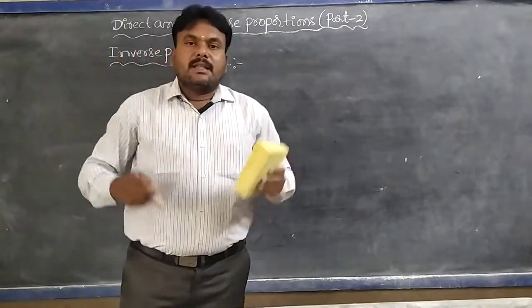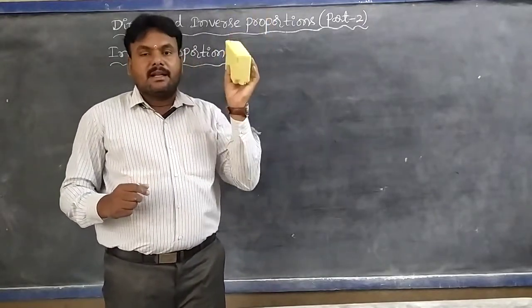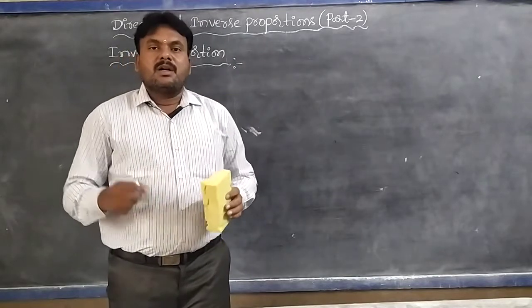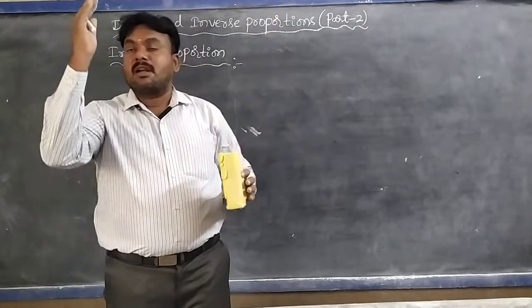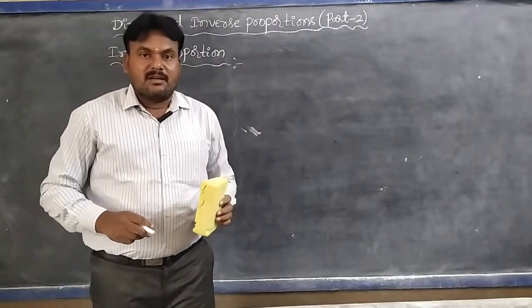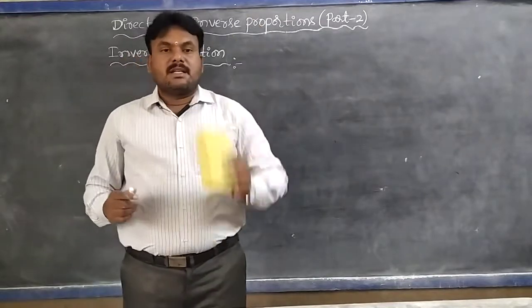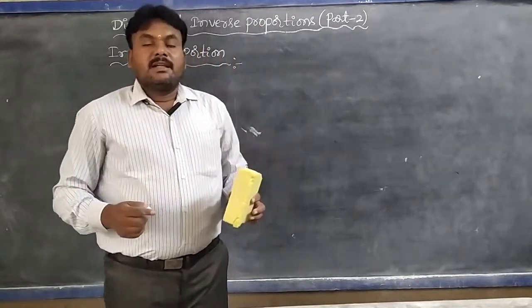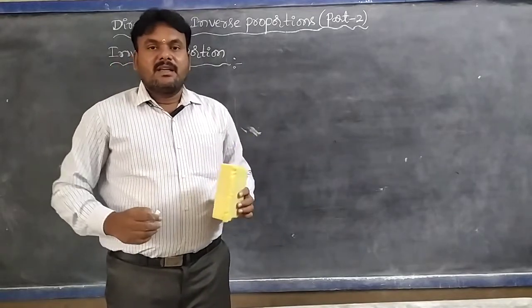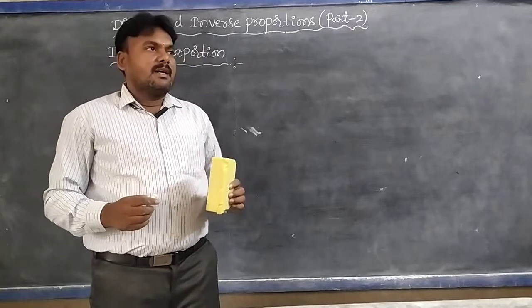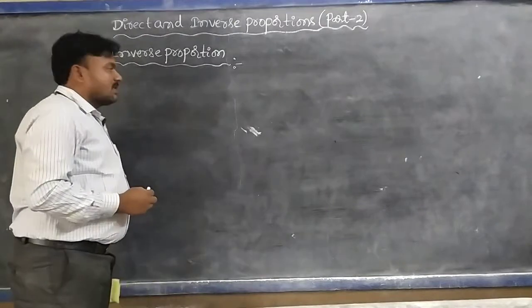Also, if the number of workers increases, then automatically the time required to construct a wall decreases. That means here one increases and the other decreases. Is it clear or not? And also, in a family, if the number of persons increases, the accommodation per person decreases. By taking these examples we can define inverse proportion easily.